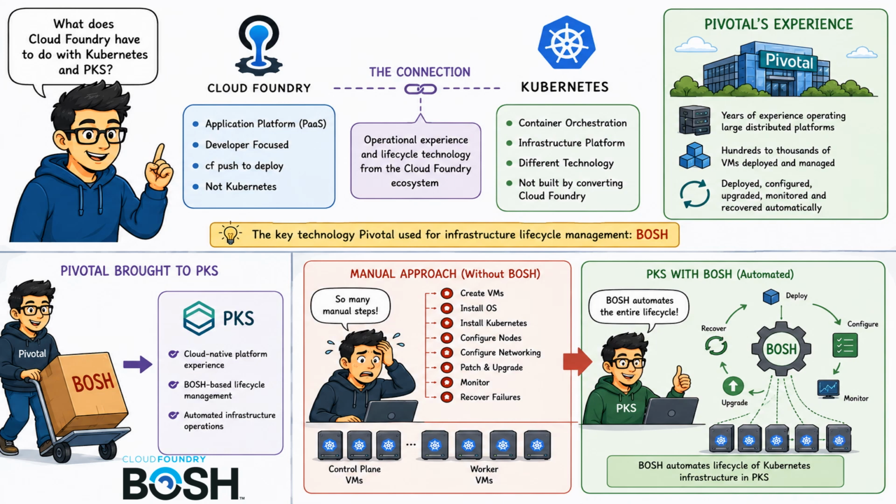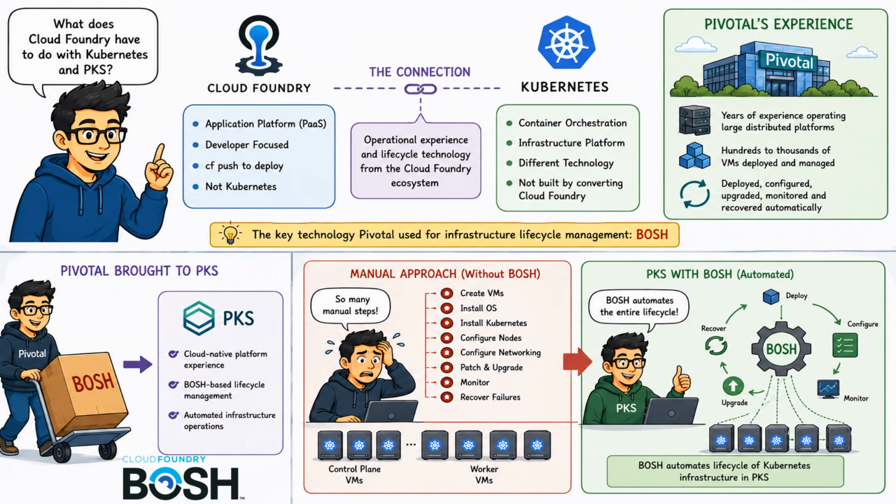So when Pivotal worked with VMware to create PKS, they brought that experience and the BOSH technology into the PKS architecture. So here we are not using Cloud Foundry to deploy Kubernetes. We are using BOSH. For example, when we need a Kubernetes cluster, BOSH creates the required control plane VMs and worker VMs. It installs and configures the required software, and also it manages the life cycle of those infrastructure VMs.